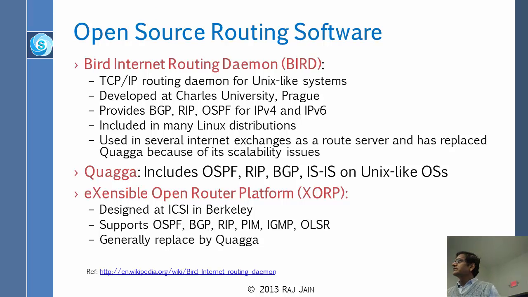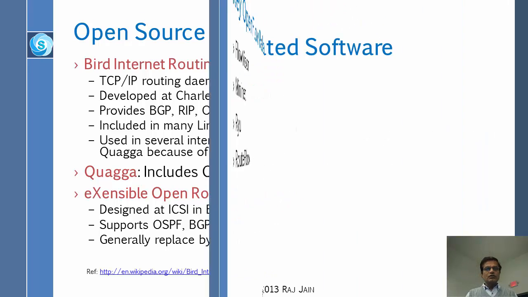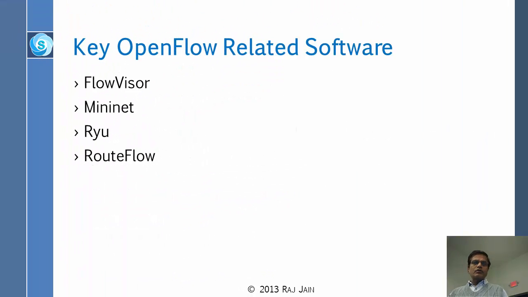And the third one is ZARP. ZARP was designed by Berkeley, but it has been replaced by Quagga. So that is the third one. Between Bird and Quagga, I know somebody is first, and then ZARP is there, and then there's a whole list in Wikipedia.